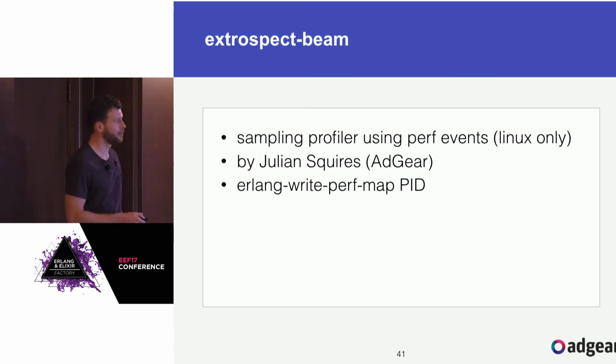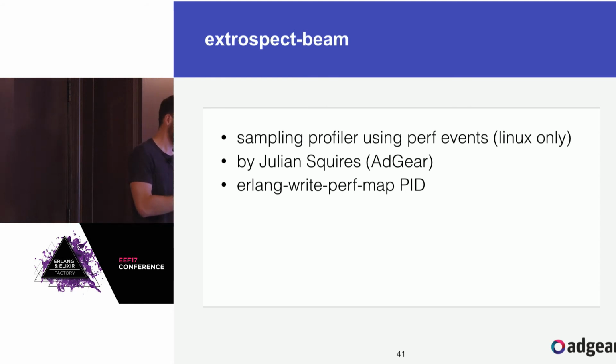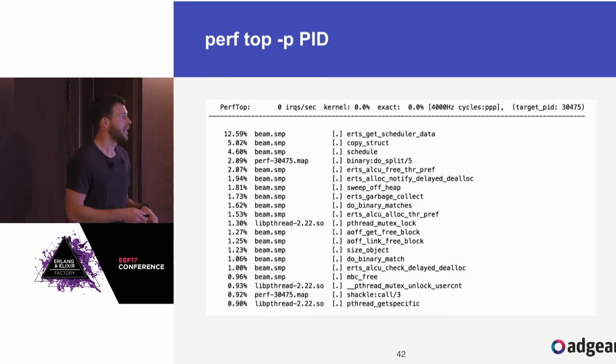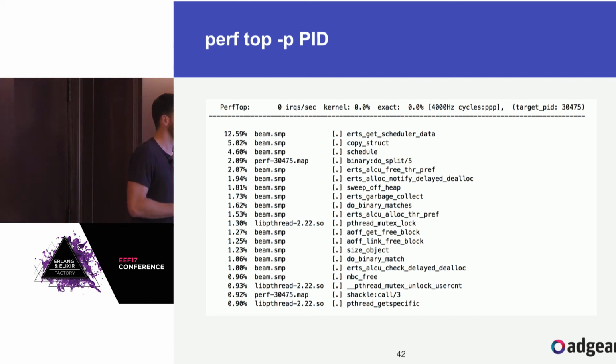There's a utility called erlang write perf map to write the perf map to map the functions in the VM to perf events. And then all you have to do is run perf top on the PID, and you can see in the VM itself what's happening, but also in your beam. So you can see shackle call, but you can also see a lot of allocation and scheduler getting data and stuff that normally you would not have any visibility on.